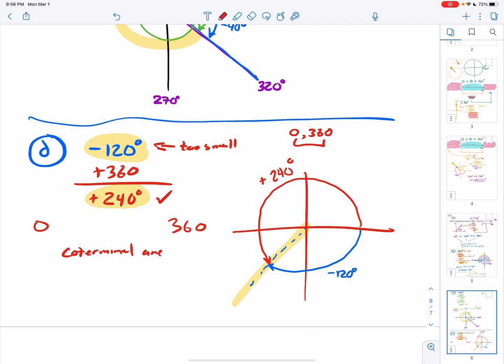And why are they called that? Because you end up in the same spot. Hopefully you guys caught on to my repetition. That's basically it for coterminal angles. Why is this so important? You're going to see this in the very next lesson on how we can actually take advantage of this concept. All right.